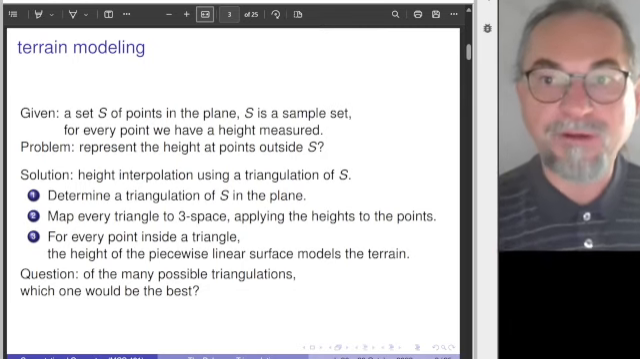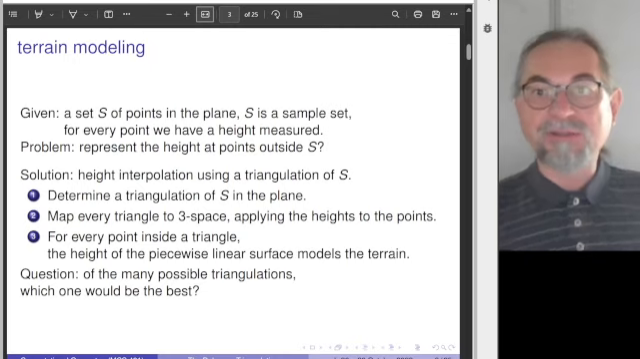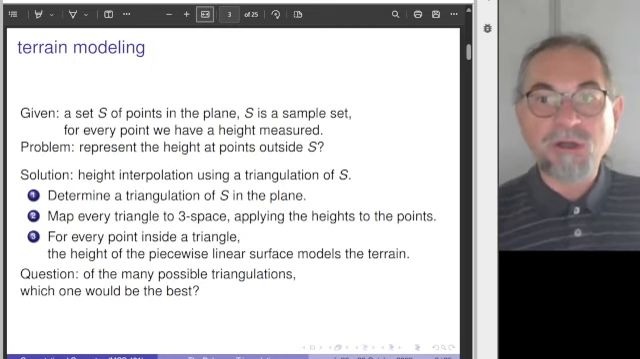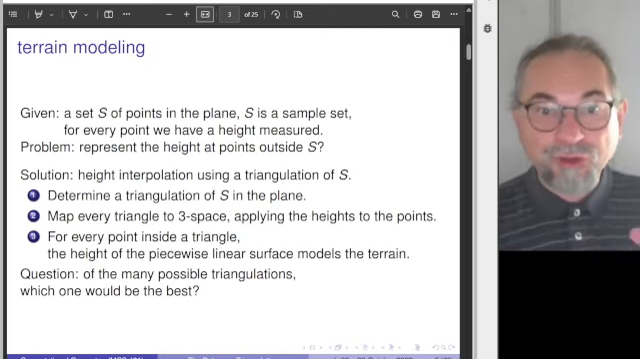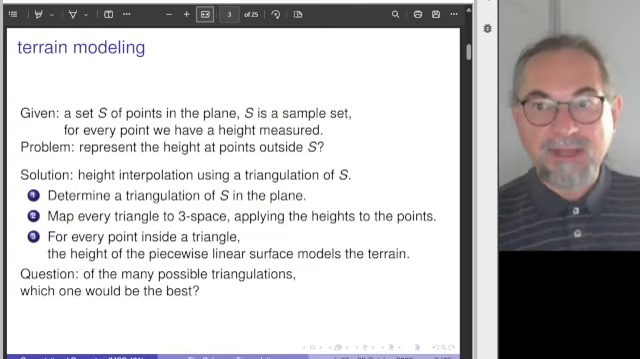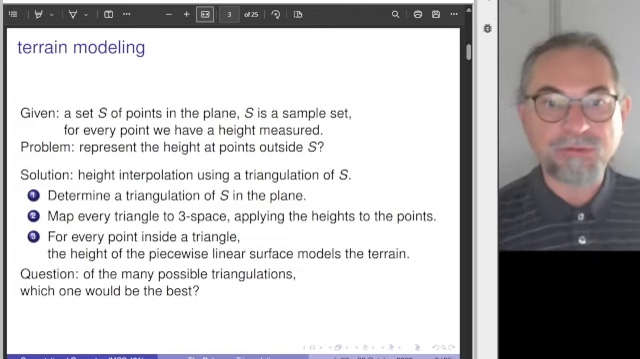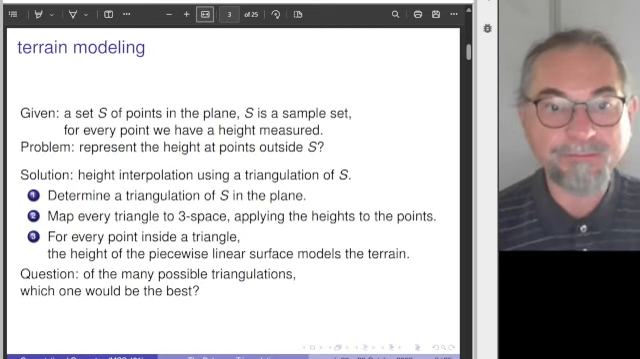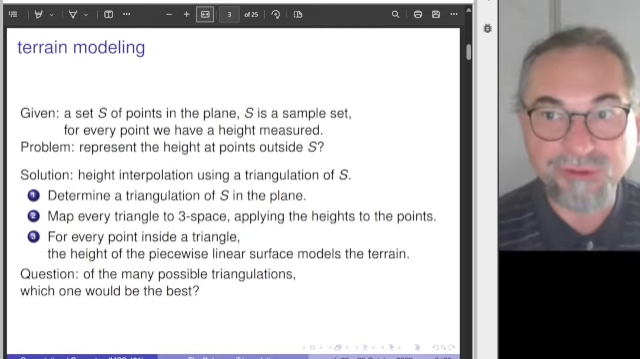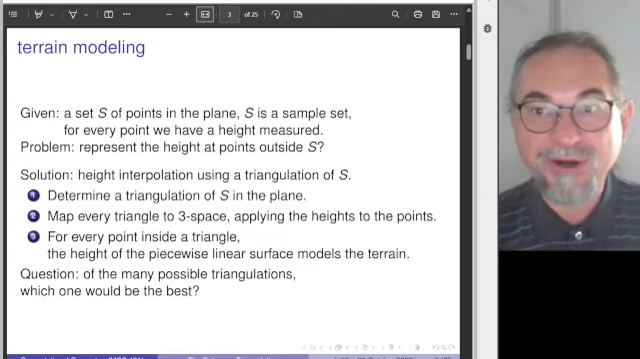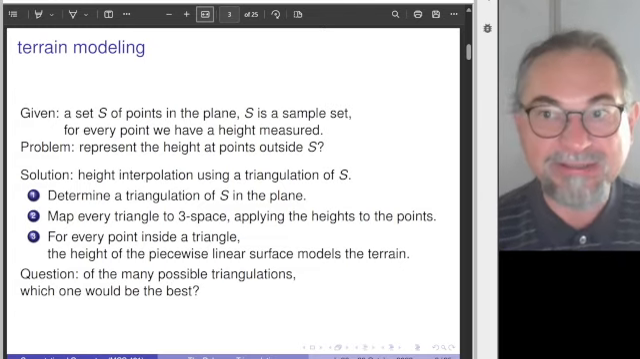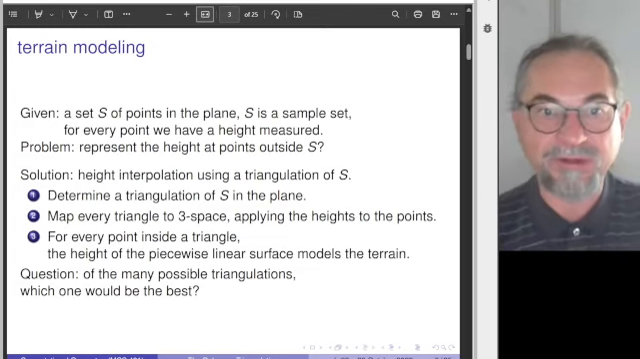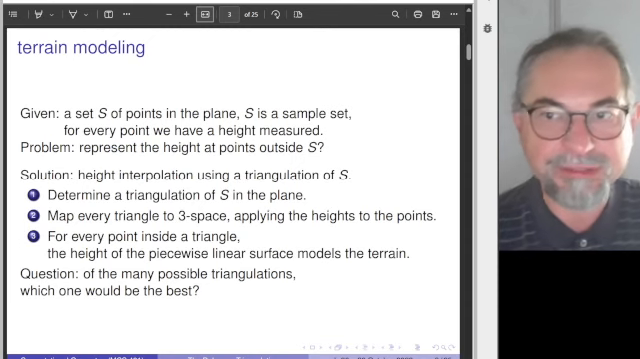You can also see this as geometric modeling. You have sampled points and you want to represent the surface as best as possible. So we will arrive at an optimization problem. Let's first determine what the right thing to optimize is in terms of this height interpolation.